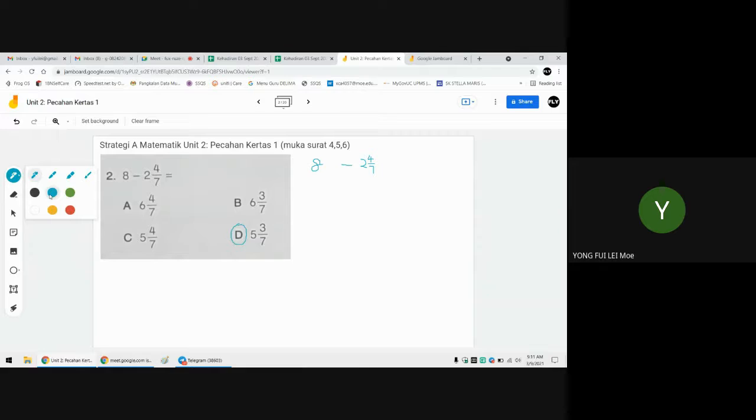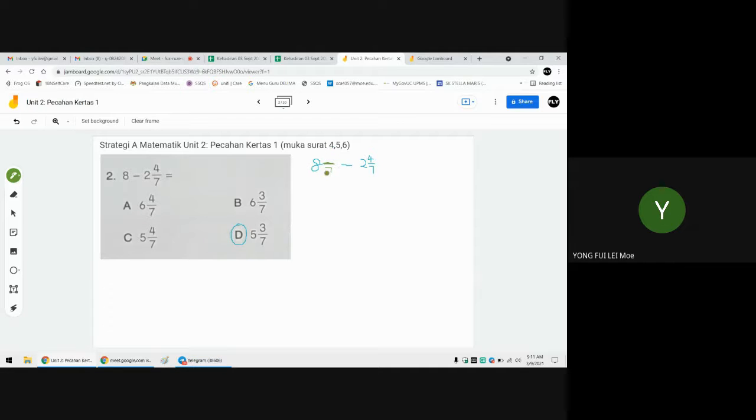So how do we change? I use another color. Here, 8, because you want to put it as a fraction, you want to do something about it. So which fraction is best to minus 4/7? You have to think, when you minus, the denominator, the bottom, has to be the same. So it would be best if this is 7.